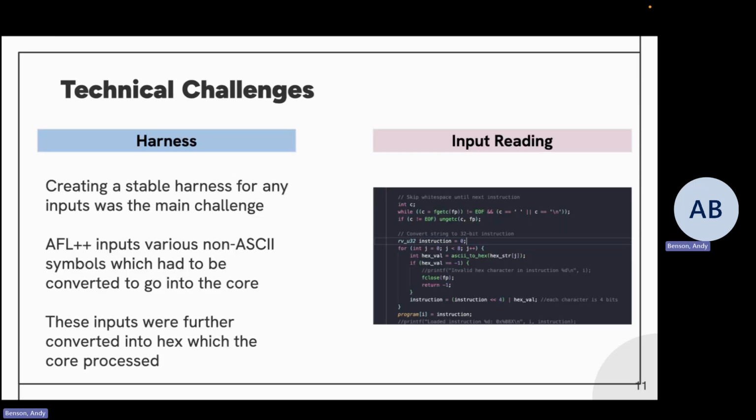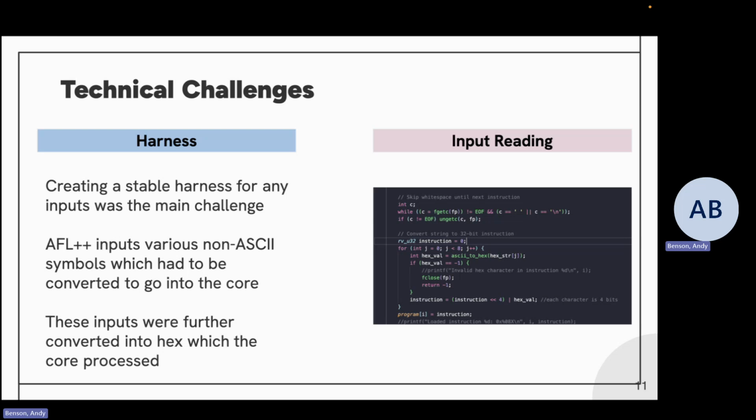So now on to some of the technical challenges. Other than setting up AFL++, which can be a challenge on its own, creating the harness was the most difficult part for this. The program would crash frequently due to improper handling of inputs from AFL++, because AFL++ uses a variety of inputs that are not actually ASCII values.